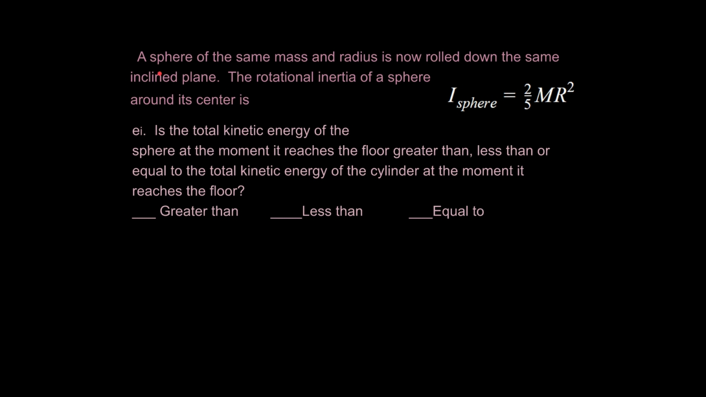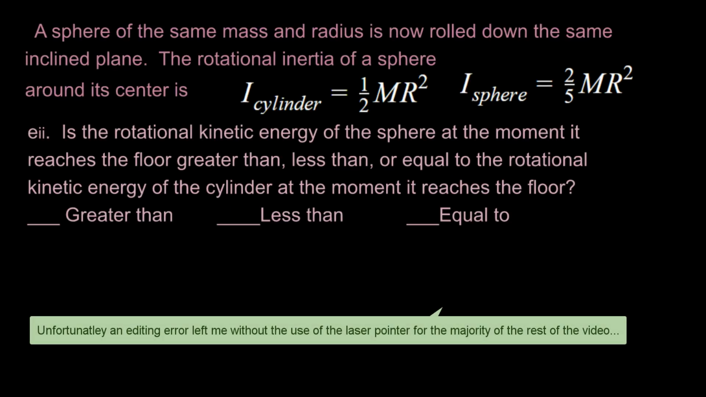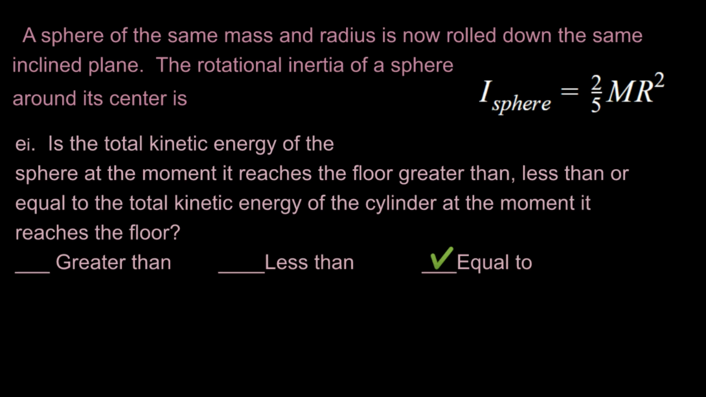It says a sphere, the same mass and radius, is now rolled down an inclined plane. The rotational inertia of a sphere around its center is given over here. Is the total kinetic energy of the sphere at the moment it reaches the floor greater than, less than, or equal to the total kinetic energy of the cylinder at the moment it reaches the floor? Okay, and so this one is pretty easy. Hopefully you can see this. Think about it for a moment. What you're going to say is they are going to be equal to each other.